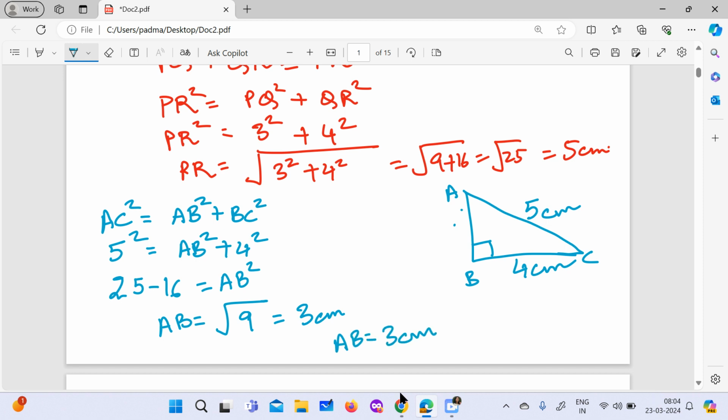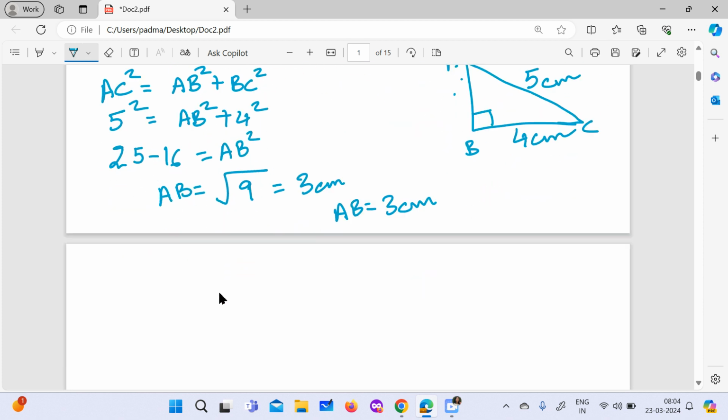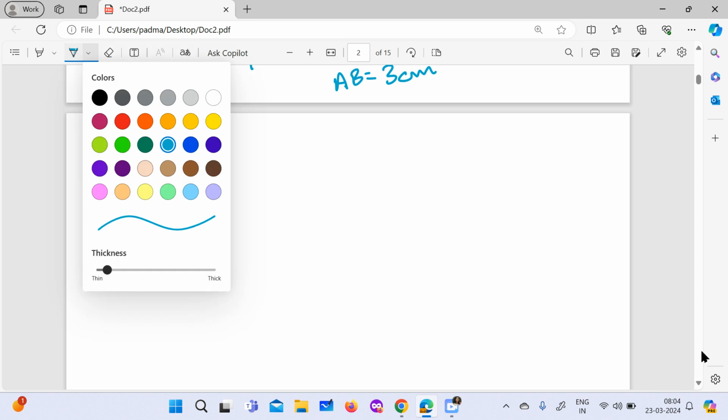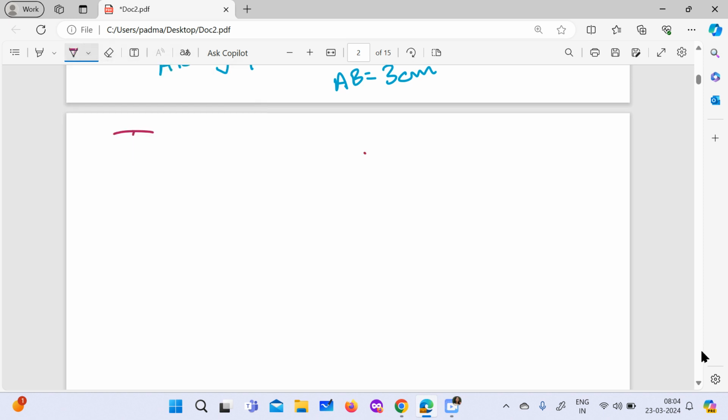I hope this is clear to everyone. This was the basics of Pythagoras theorem, which you are going to use extensively in trigonometric ratios, especially sine, cos, and tan. Okay. Now let's discuss the trigonometric ratios. As I said, we are going to discuss the basic trigonometric ratios.